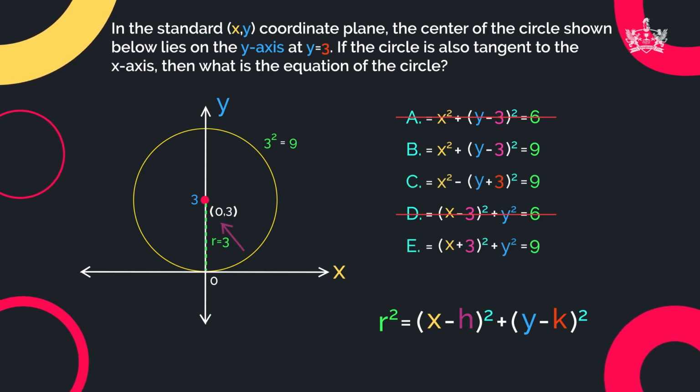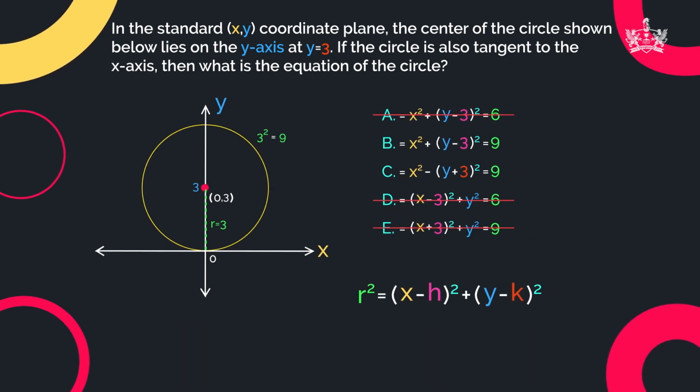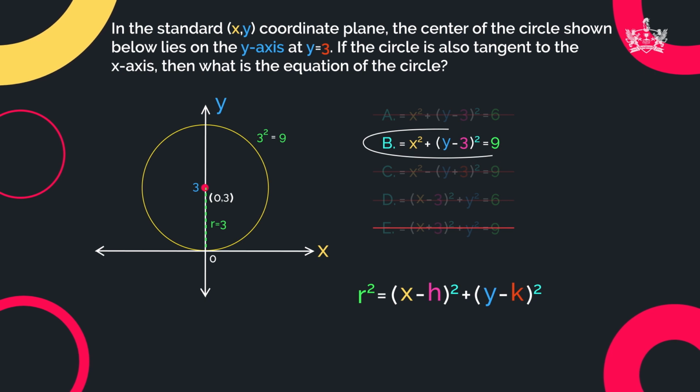Next, we know that h is 0, so get rid of any answer choice that doesn't have x minus 0. So now we are left with B and C. Lastly, we know that the circle formula is just the Pythagorean theorem, and it is a² plus b², not a² minus b². So we can get rid of C as an answer choice. We are then left with B as the correct answer. Voila! Didn't that hard-looking problem turn out to be super easy?